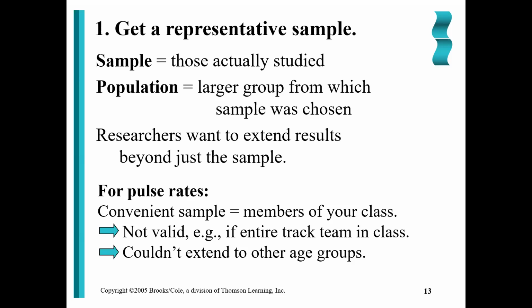And here they give the example of what if your class is just people on the track team, all right? So again, you might be looking at a specific group of people within the population and excluding other people if you do a convenience sample.